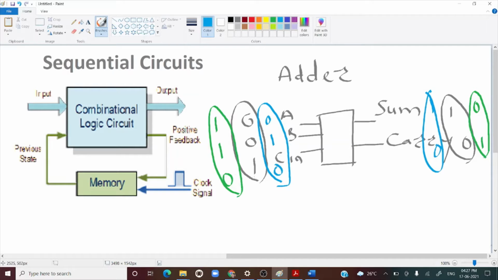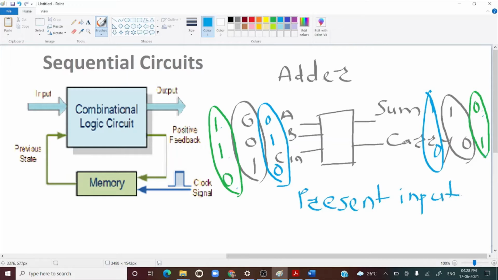Similarly, in the green color, you can see if the input is 1, 1, 0, then the output is going to be sum 0 and carry 1. Every time we apply this input, you will get the same output, that is 0, 1. So the sequence in which the inputs are applied doesn't matter, and the previous output of that adder will not matter. The output will depend only on the present inputs.